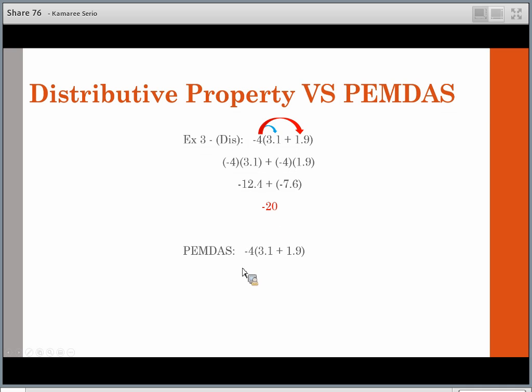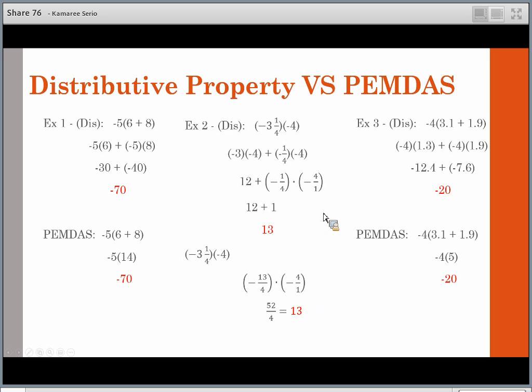Okay, so now when we move on and do this with PEMDAS, remember P for PEMDAS stands for parentheses, so we're going to add what's inside here first. So 3.1 plus 1.9. Okay, so negative 4 times 5. 3.1 plus 1.9 is 5. And from here, all we have to do is multiply. So negative 4 times 5. Remember, my signs are different, and I'm multiplying. So my answer is going to be negative, so negative 20. Okay, so we got negative 20 both ways.